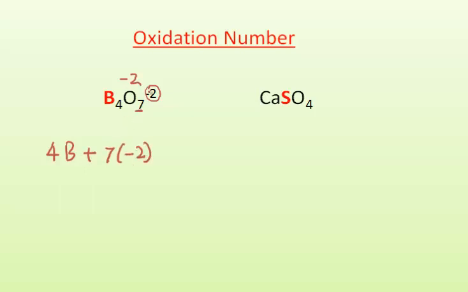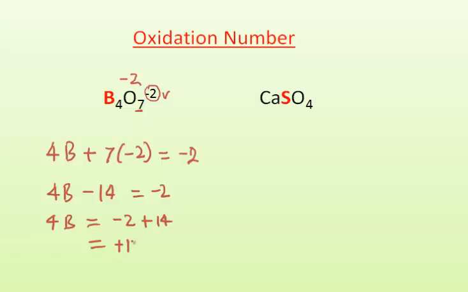This is a polyatomic ion, and the total oxidation number of atoms in a polyatomic ion is always equal to its total charge, and its total charge is -2, so we equalize to -2. Now we do the calculation. 4 boron atoms and 7 2s are 14, we get -14 is equal to -2. We can transfer -14 to the right side. 4B is equal to -2 plus 14. Here we have -2 plus 14 is equal to +12. We get 4 boron atoms, you can divide +12 by 4. 4 3s are 12. Boron atom is equal to +3. In this polyatomic ion, the oxidation number of boron atom is +3.